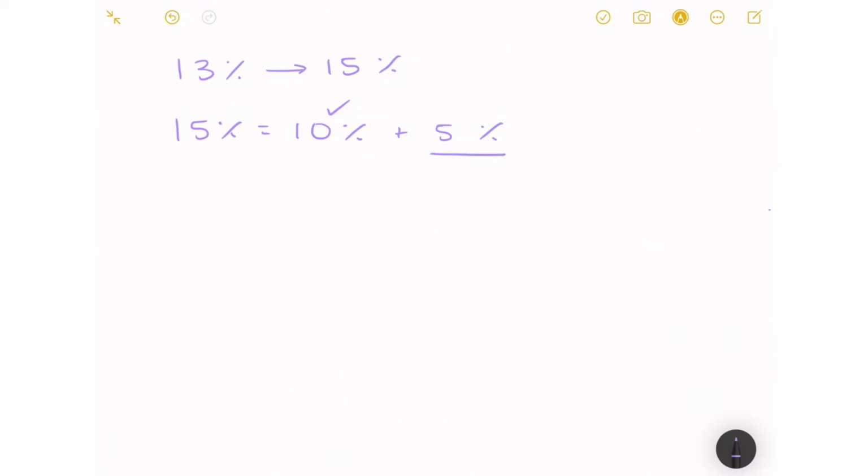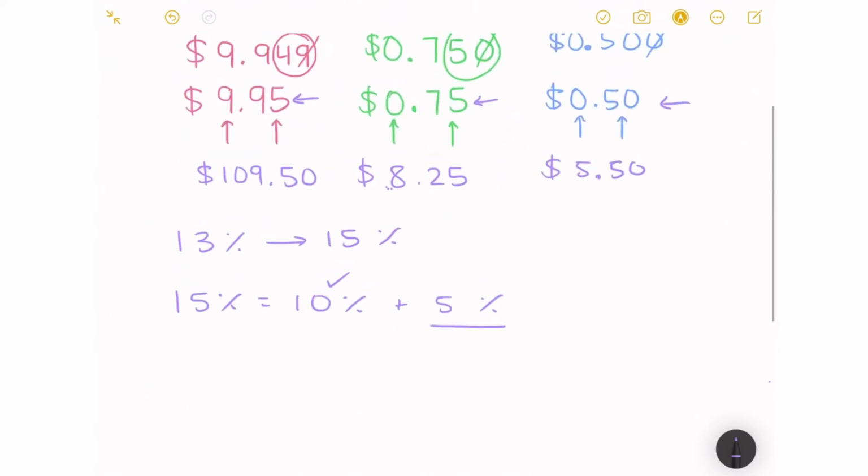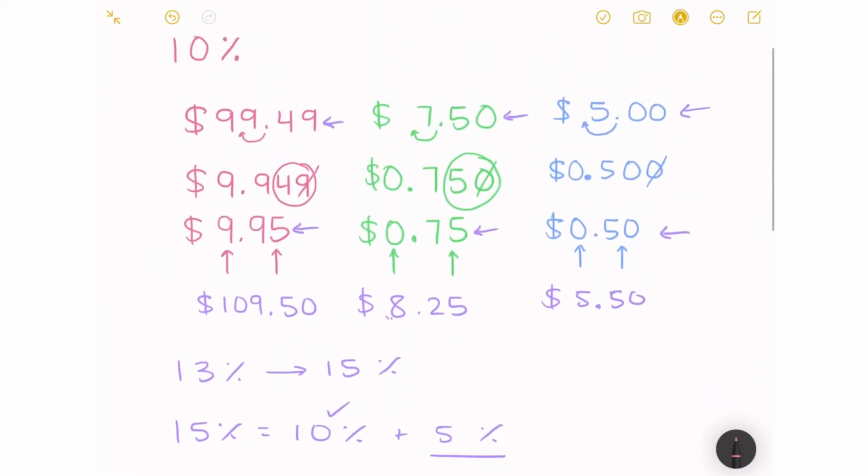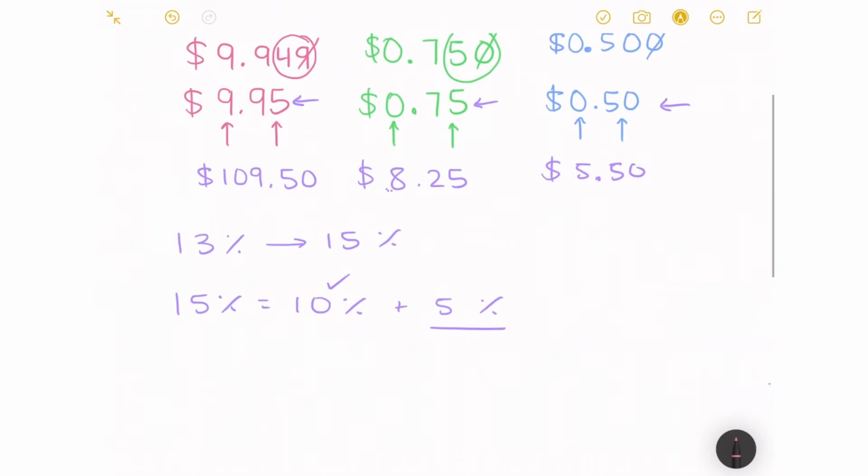Now, let's see what happens if our tax is actually 13%. What we're going to do is round that up to 15% and calculate that instead. So 15% is just 10% plus 5%. And we've already calculated our 10%. So we just need to work on figuring out 5%. 5 is half of 10, so we can just take our number that we calculated before and divide it by 2.